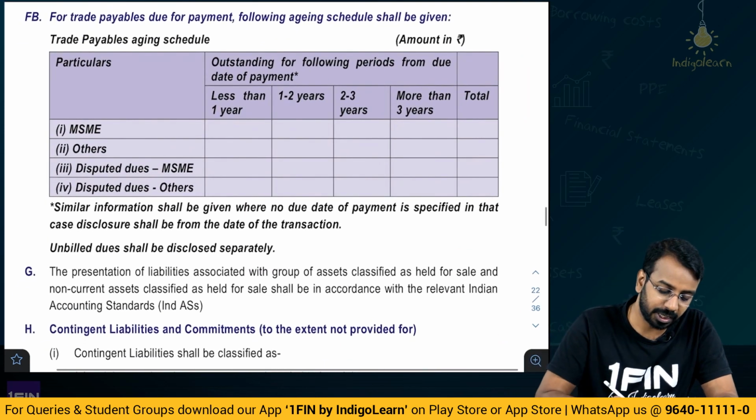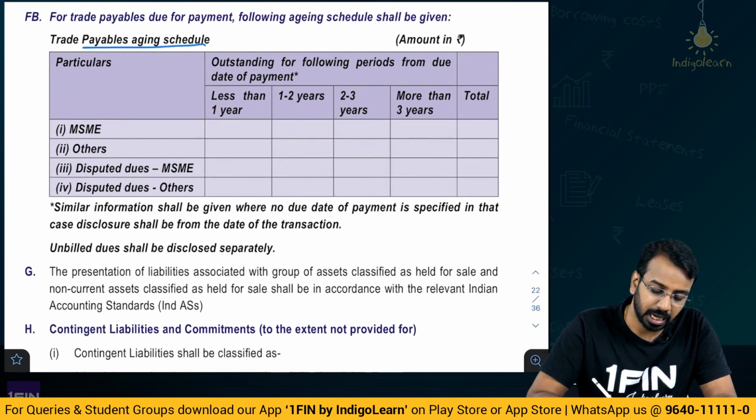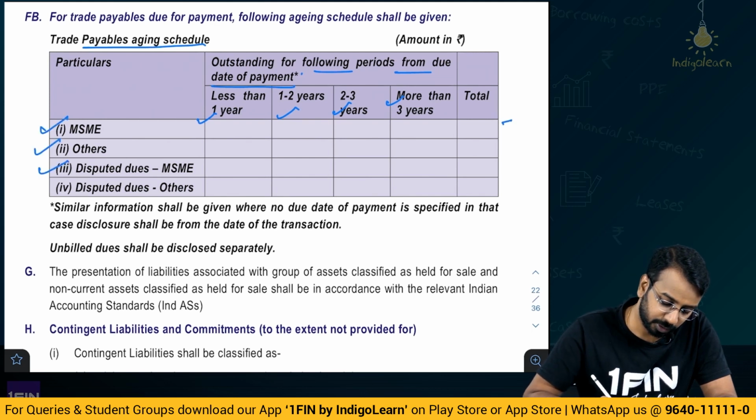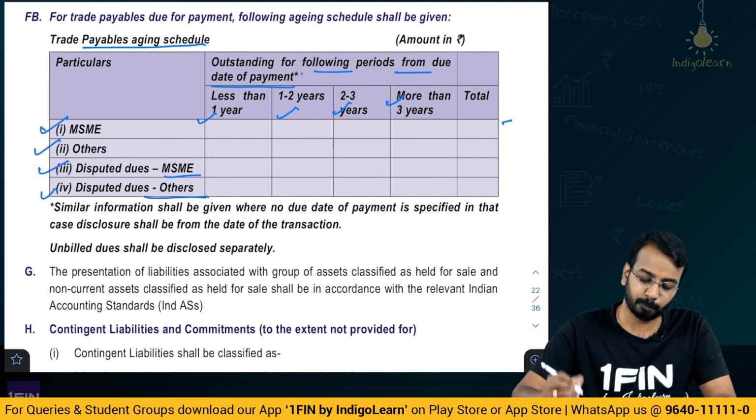Then the aging of trade payable aging schedule, outstanding for the period from the due date of payment, less than 1 year, 1 to 2, 2 to 3, more than 3 years, total. MSME, others, disputed for MSME, disputed to others.